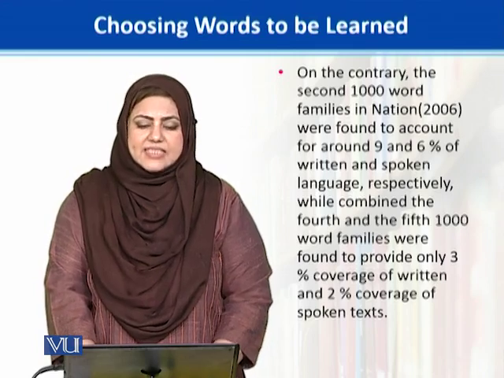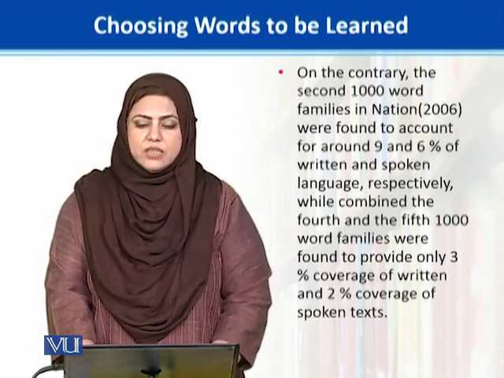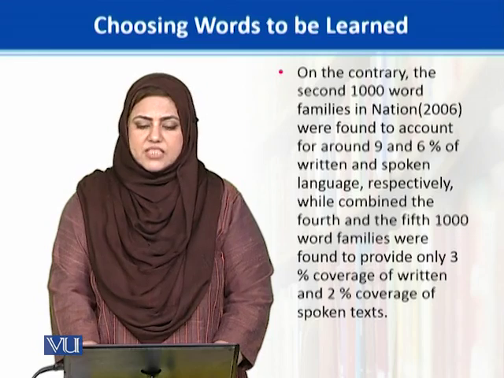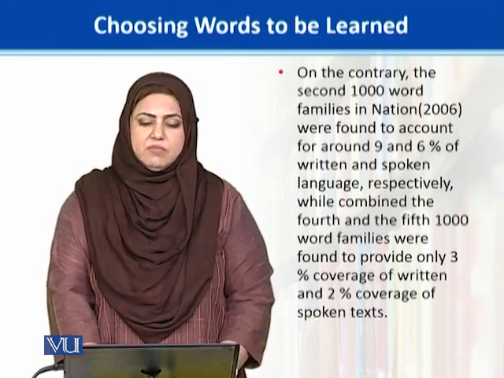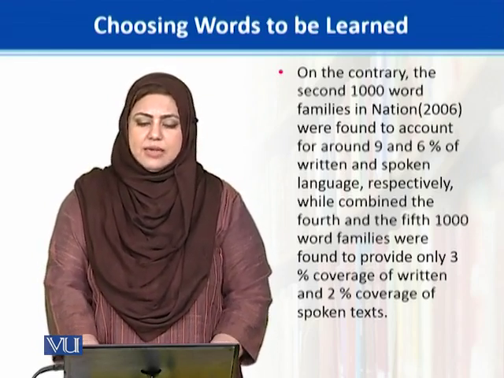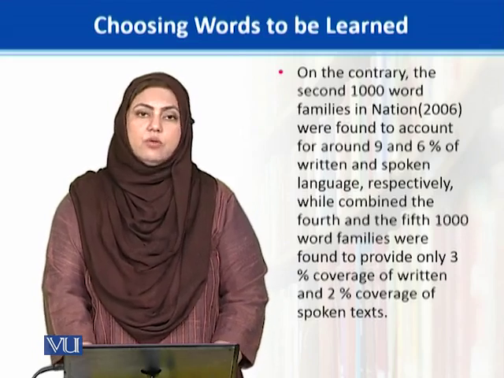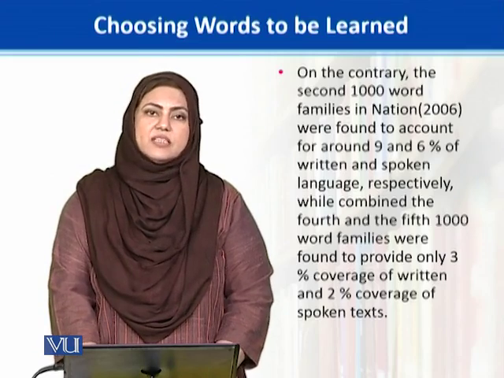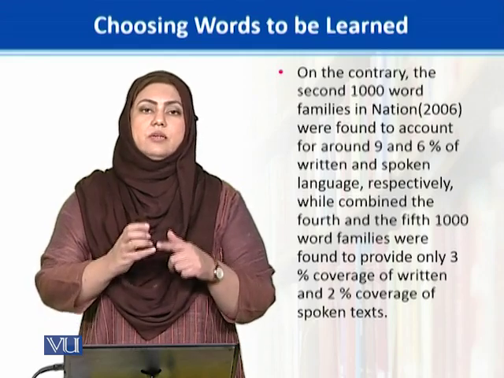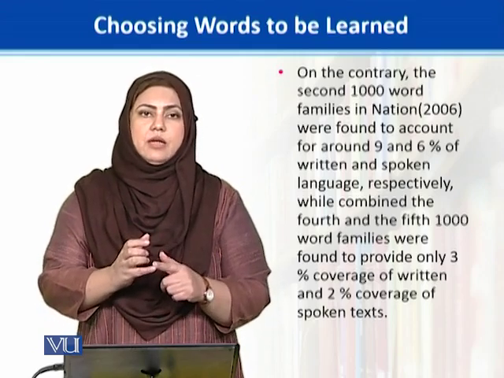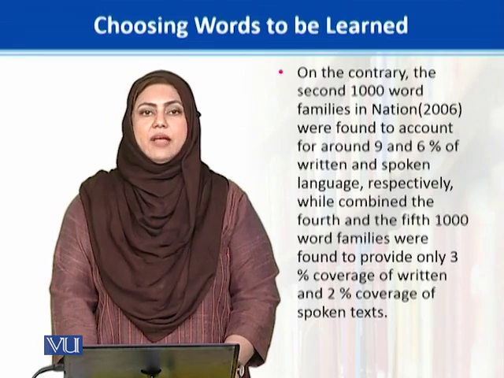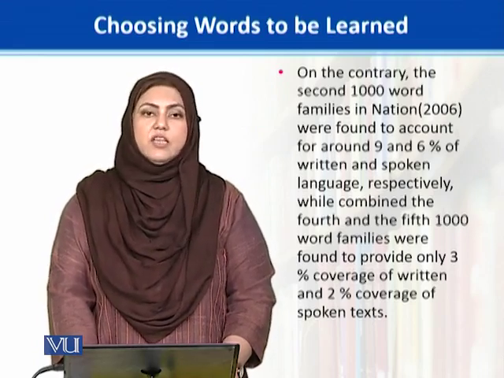On the contrary, the second list of 1,000 word families, according to Nation 2006, were found to account only for around 9 to 6% of written and spoken language respectively. So 9% in written and 6% in spoken, while combined the fourth and the fifth lists of 1,000 words were found to provide only 3% coverage of written and 2% coverage of the spoken texts. So the high frequency words in these lists, that are the 1,000 words in the first word family list, they are the most crucial in enabling any user of L2 to use language effectively, both in the written and the spoken contexts.